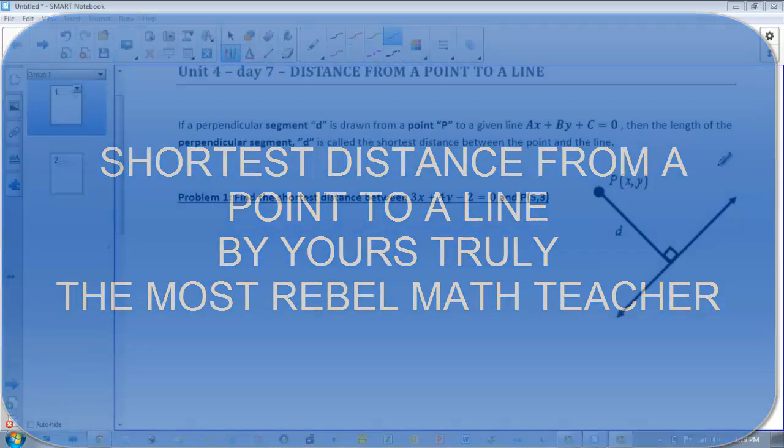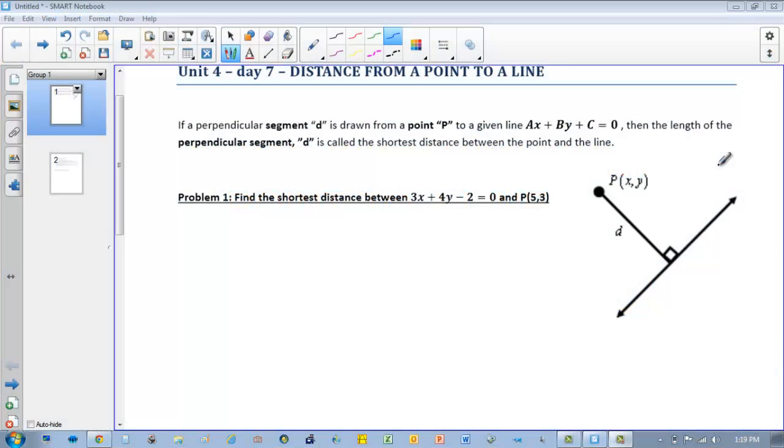Welcome to the last lesson in this unit, which is finding the shortest distance from a point to a line. If you are given any point defined as P with coordinates x and y, and you are asked to find the shortest distance between this point P and an existing line with an existing equation, the shortest distance is by drawing a perpendicular line from P to the given line. Perpendicular means they form a 90-degree angle, and calculating what the length of this line segment is.